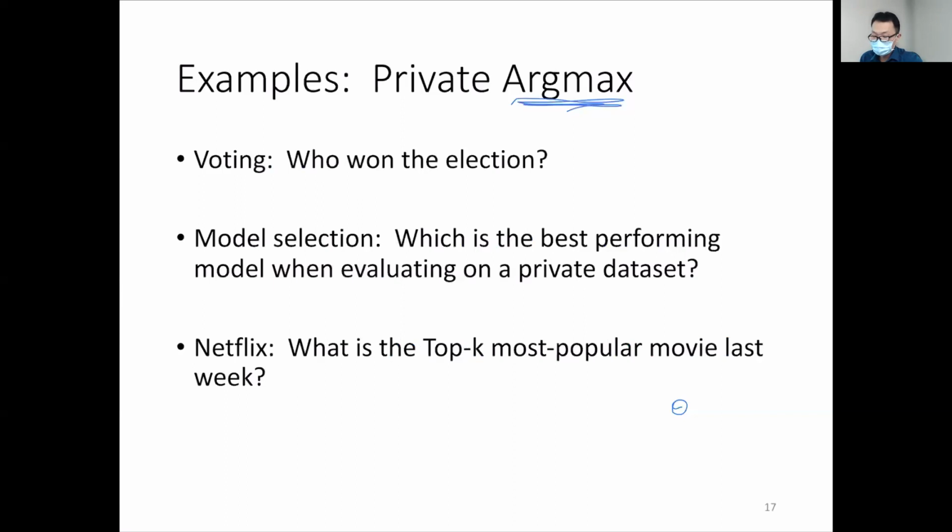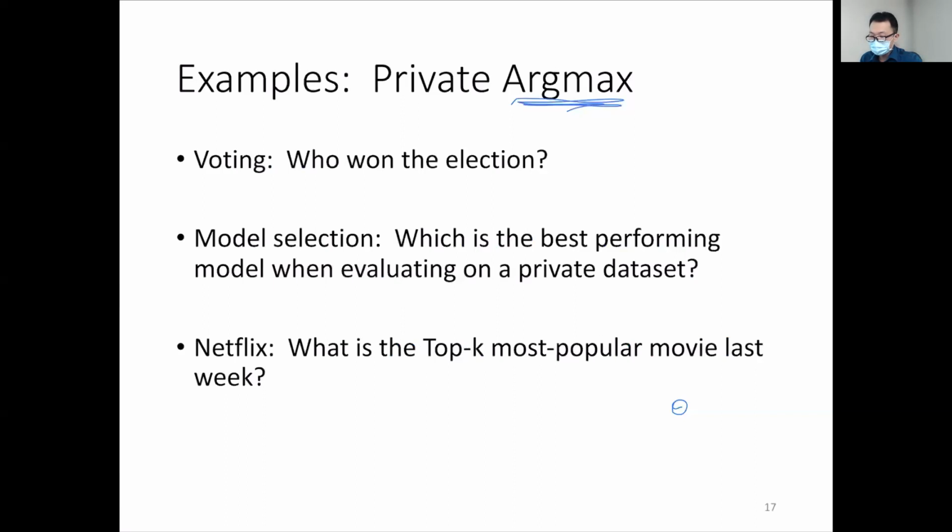So we cannot just add noise to Trump because it's not a numerical value. Of course we can just directly use the Laplace or Gaussian mechanism to release the histogram of the votes, but that's different from just getting the argmax itself.